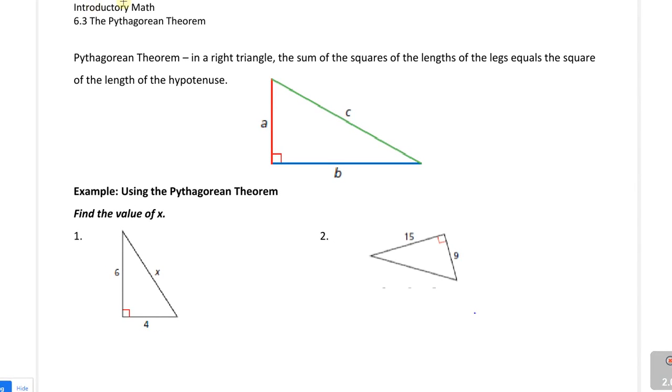Today we are going to be looking at the Pythagorean Theorem. So the Pythagorean Theorem says that in a right triangle, the sum of the squares of the legs is equal to the square of the hypotenuse. If we have a right triangle, the two sides shown here as A and B that are connected to our right angle, we call those the legs.